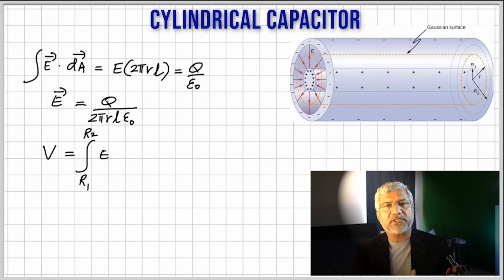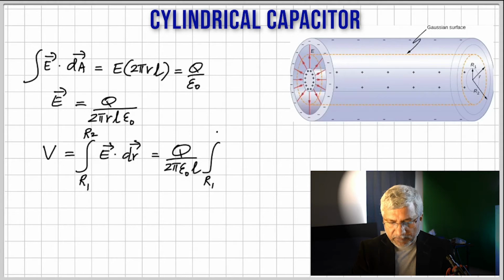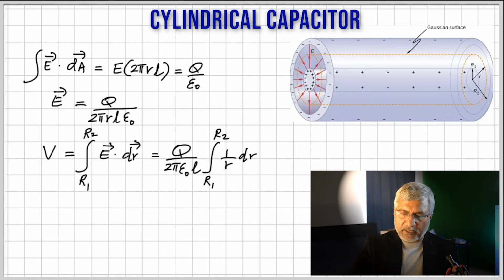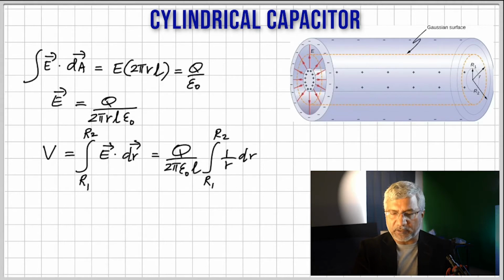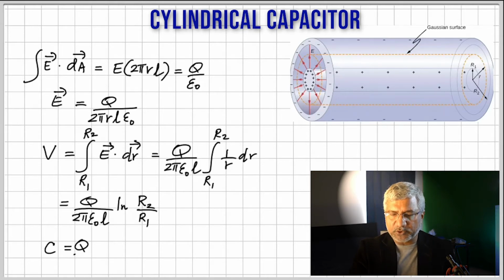Once again, voltage is the integral of R1 to R2 E dot dr. Substitute the value of E, and then when we integrate, we see that it's integral 1 by r dr, because all of these other quantities are constants, and integral 1 by r dr is natural log of r. So when we do that, you have Q by 2 pi epsilon naught times the length, natural log R2 by R1 when we substitute the limits.